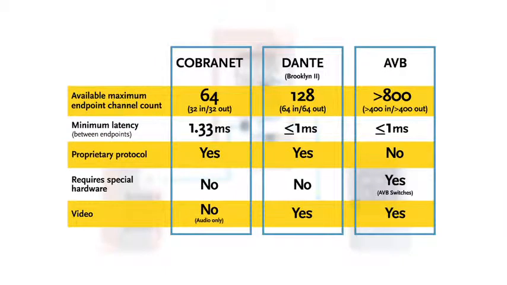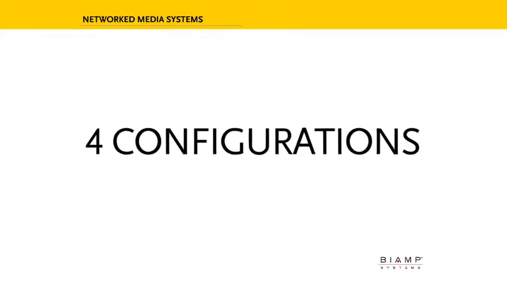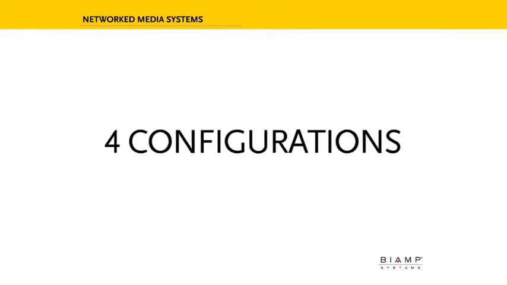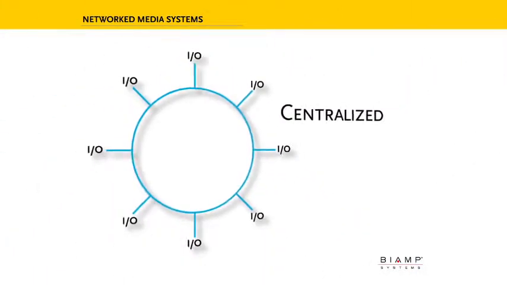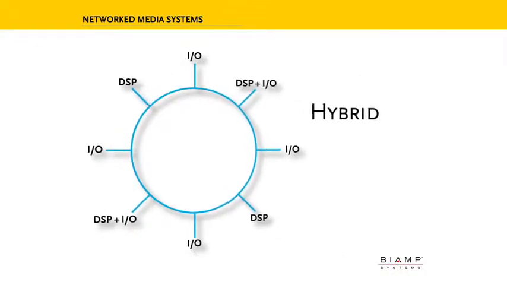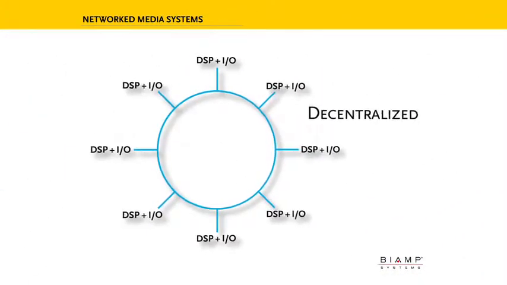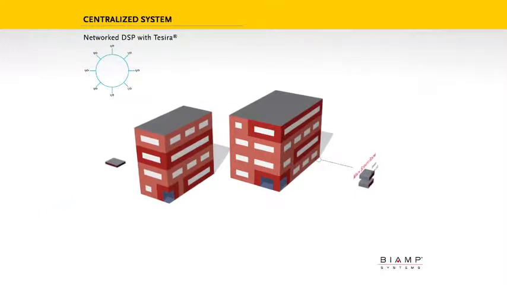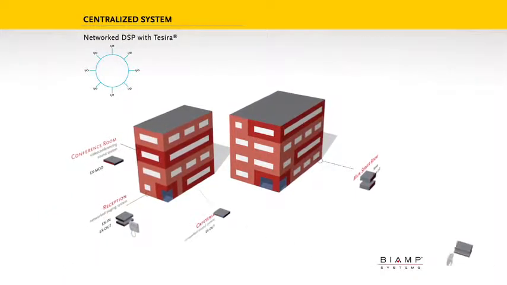While CobraNet, Dante, and AVB are excellent for transmitting digital audio over a network, every installation has unique requirements, and you may want to consider some of these differentiating factors when designing your next networked media system. There are 4 possible configurations of networked media systems regarding the placement of DSP and I/O: centralized, distributed, hybrid, and decentralized. In a centralized configuration, all of the DSP is in one physical location.